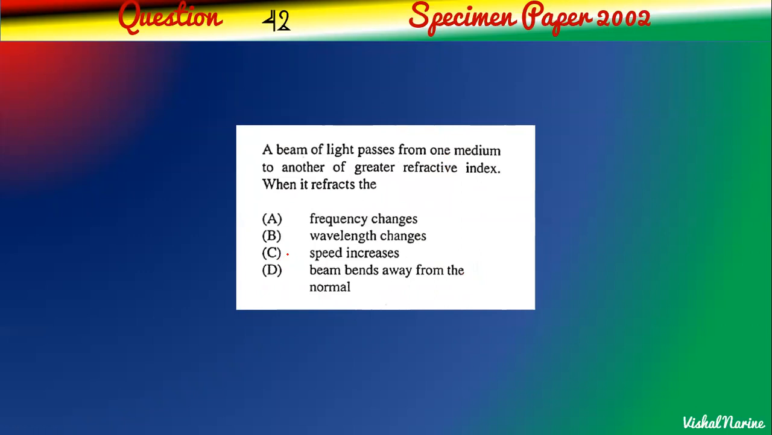All right, so question 42 reads, a beam of light passes from one medium to another of greater refractive index. When it refracts, and then we go through. So let's draw a line here for you. So this is A and B, and we're saying that B has a greater refractive index. So as a beam of light is coming through here, that being I, what is going to happen to this ray of light if B is greater? So if B is greater, we expect it to slow down, right? So it is going to go towards the normal, so more towards the normal here.